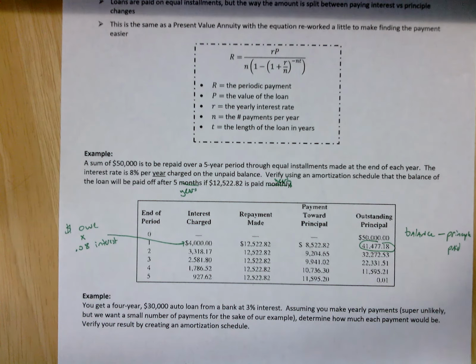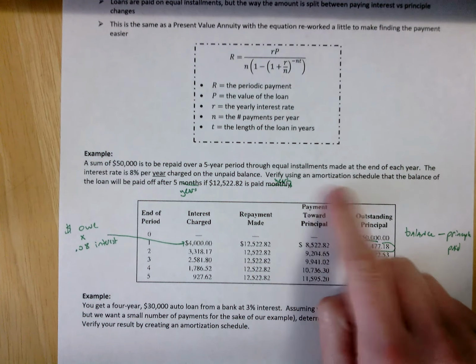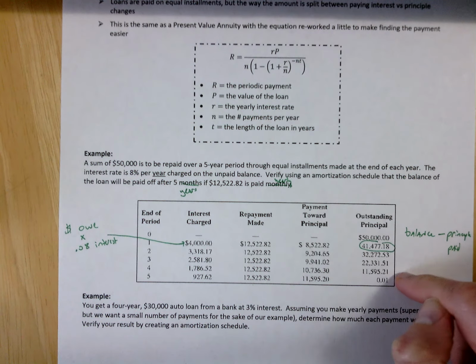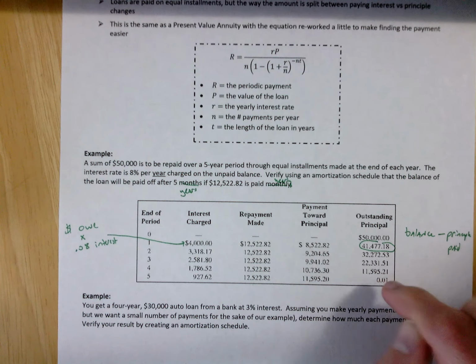One of the things that they give you is one of these tables. It's called an amortization schedule. They'll give you one of these, only it's going to be way longer.